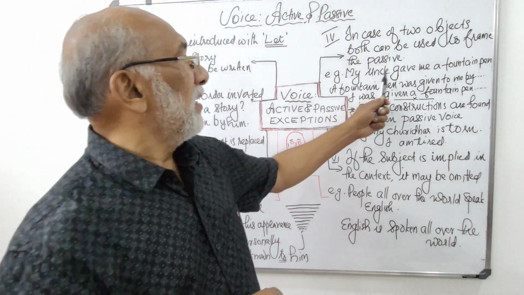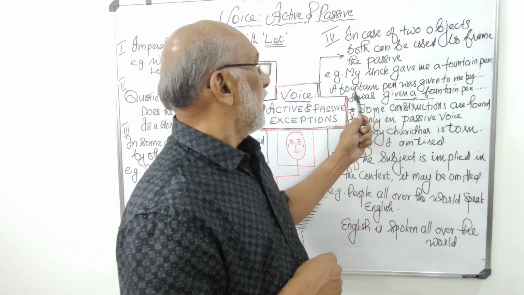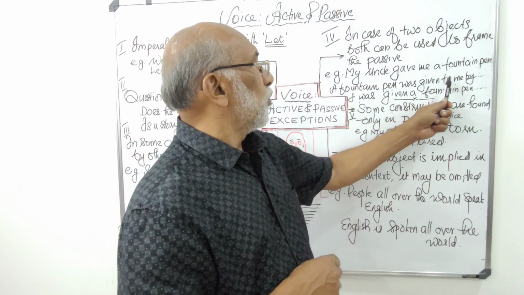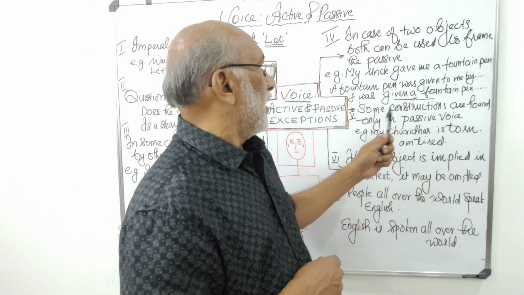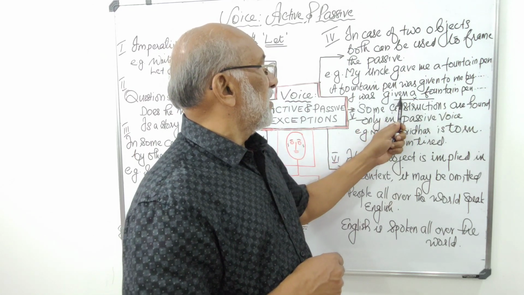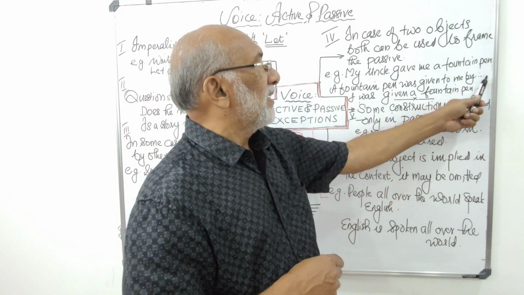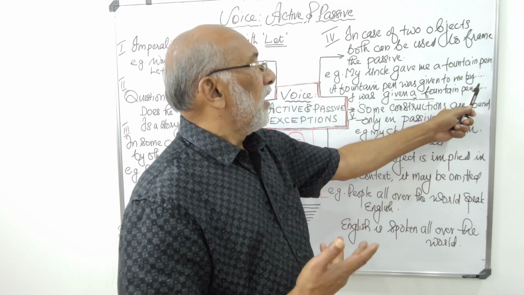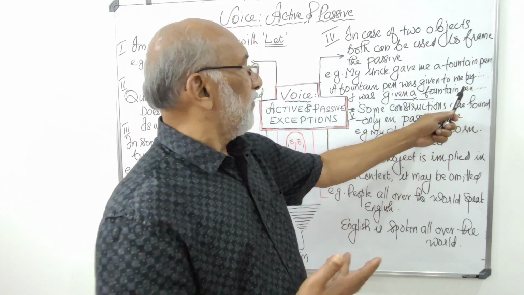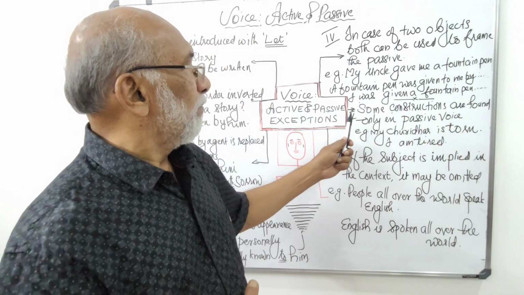See, my uncle gave me a fountain pen. A fountain pen was given to me by my uncle. I was given a fountain pen by my uncle. I haven't completed the last part. You can very well fill it yourself. No problem. Okay, and next one.